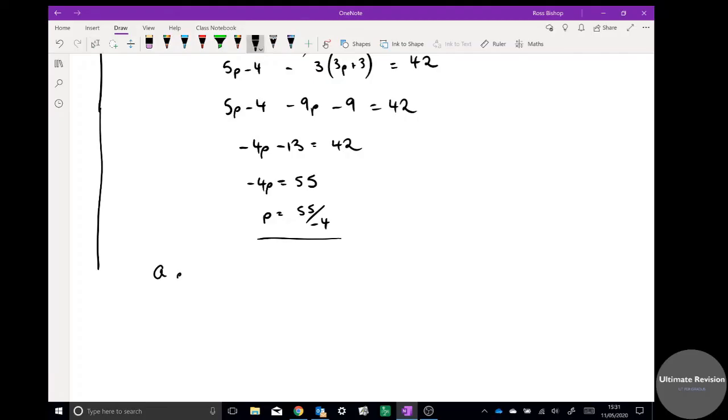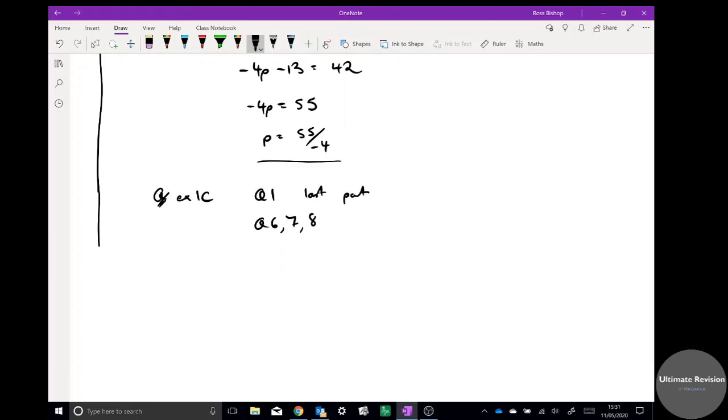Questions for this one, so exercise 1c. Just question 1, the last part, and then questions 6, 7, and so 4 questions in exercise 1c. Right, again, pause the video if you need to. There's obviously a fair bit we're doing, this is a bit of a disjointed lesson, and it's because most of it's revision, so it should be able to. And we're moving on to the final section for today.